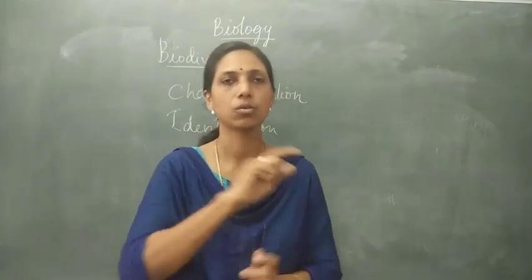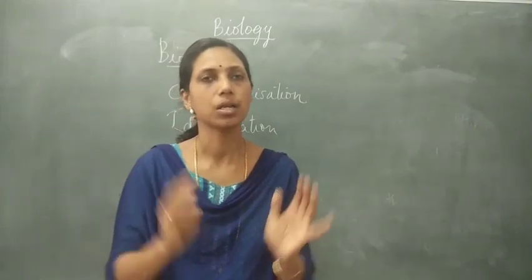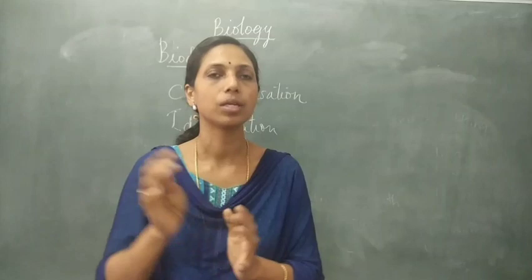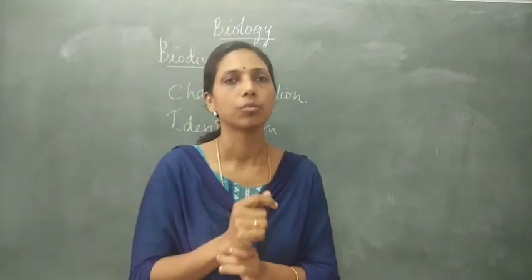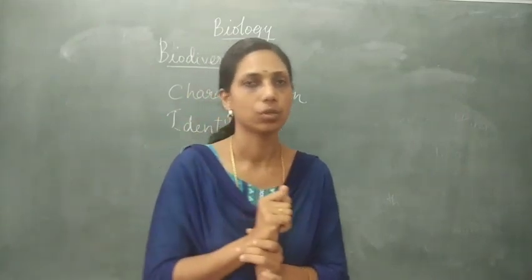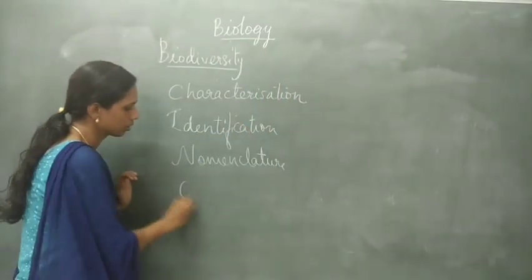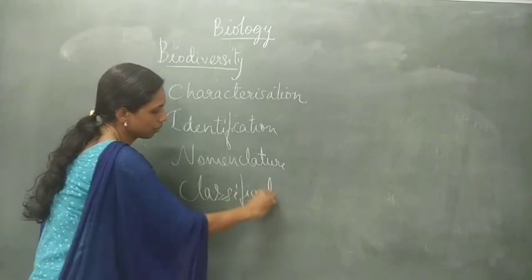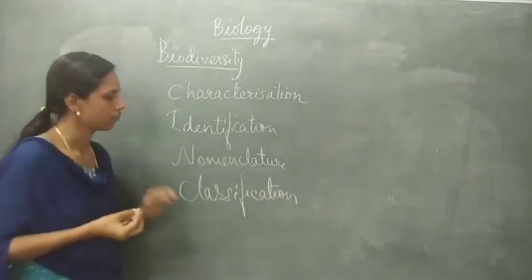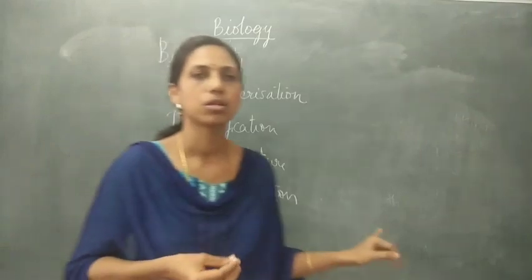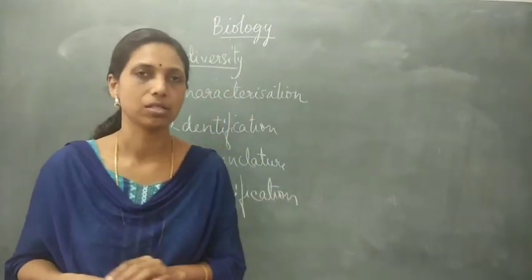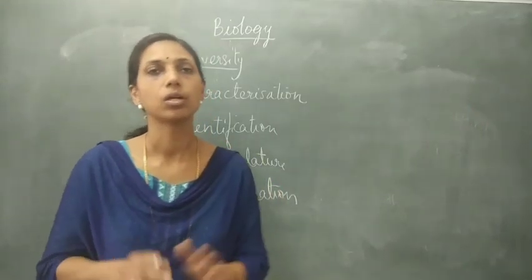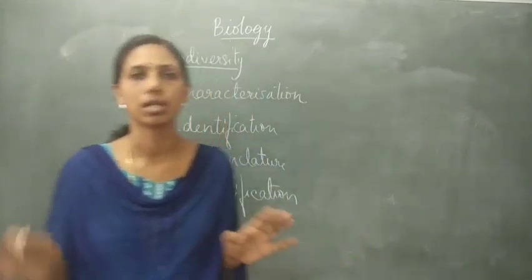In the same way, if you arrange all these animals or living organisms into particular categories based on certain features, it will be easy for us to study about each one or identify each one. That step we call classification. Classifying organisms into certain convenient categories is called classification.